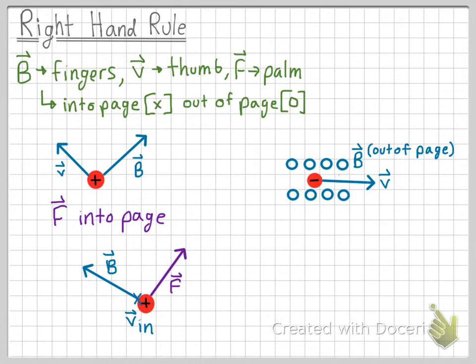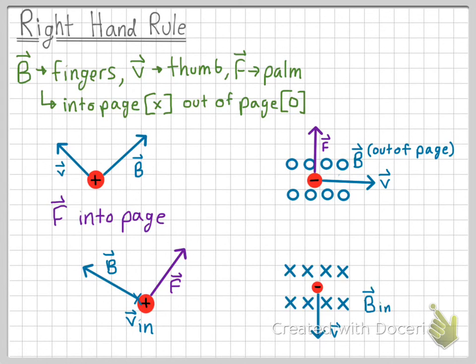This problem deals with a negative charge, so whatever answer we get, we're going to need to reverse it. So the magnetic field is pointing out of the page, so our fingers are pointing out of the page. The velocity is pointing to the right, so your thumb is going to be pointing to the right. And so if this was a positive charge, the force would then be pointing down. But since this is a negative charge, we reverse the signs, and our force is pointing up.